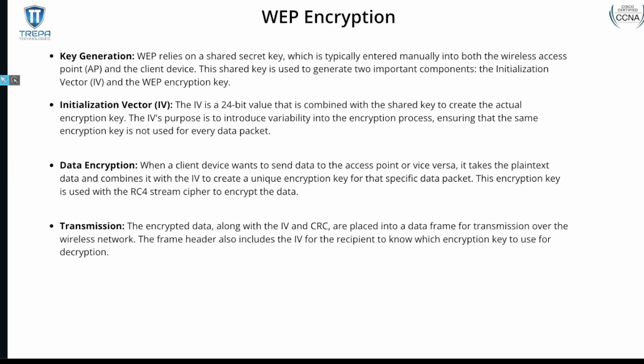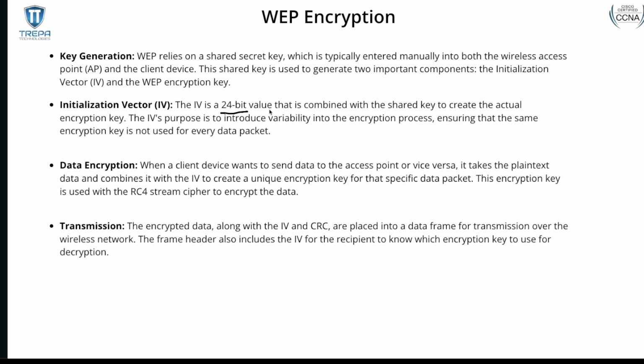So WEP relies on a shared secret key, which is typically entered manually into both the wireless access point and the client device, meaning like a password that you would type in from your client. This shared key is used to generate two important components: one is the initialization vector, and the other is the actual WEP encryption key. The initialization vector is a 24-bit value that is combined with the shared key to create the actual encryption key. The IV's purpose is to introduce variety or variability into the encryption process, ensuring that the same encryption key is not used for every data packet.